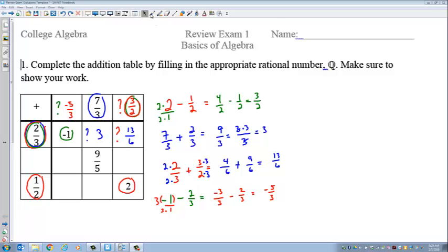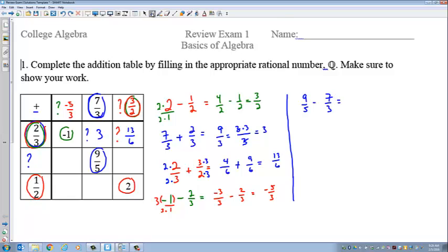Okay, and let's do this last block right here. Let's try to figure out what this is. To figure out this, we can use the 7/3 and the 9/5. So 7/3 plus question mark equals 9/5, again, because it's the addition table. So what we can do here, let's draw a line, and let's do 9/5 minus 7/3.